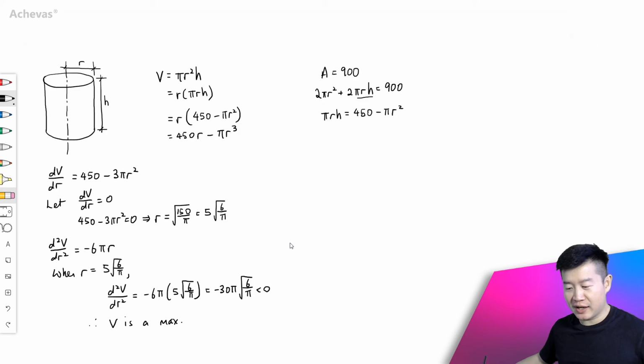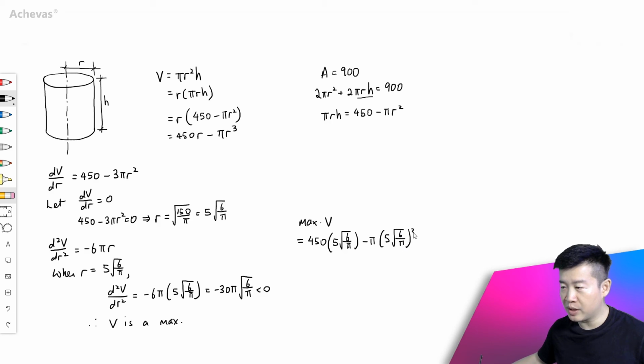So V is a maximum, which means that we can now find the maximum possible V. And for the maximum possible V, we just need to substitute this value of r back into here. So it is going to be 450 times r, which is this 5 square root of 6 over pi, minus pi r cubed. So 5 square root of 6 over pi to the power of 3. And if you were to work this out, you will be getting 1500 square root of 6 over pi.